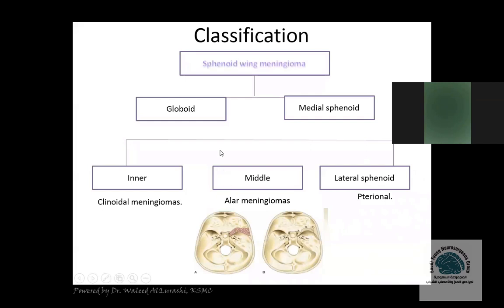So my talk today is about sphenoid wing meningioma, and it's classified as either globoid or medial sphenoid. The globoid includes the nodular space-occupying lesions, and is subclassified into the inner part, which is near the clinoid, called clinoid meningioma; the middle part, the alar meningioma; and the lateral part, which extends to the pterion, called pterional meningioma.